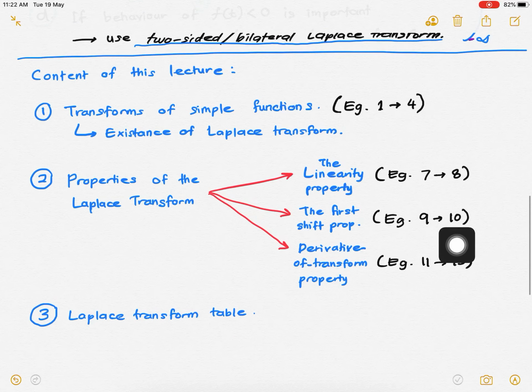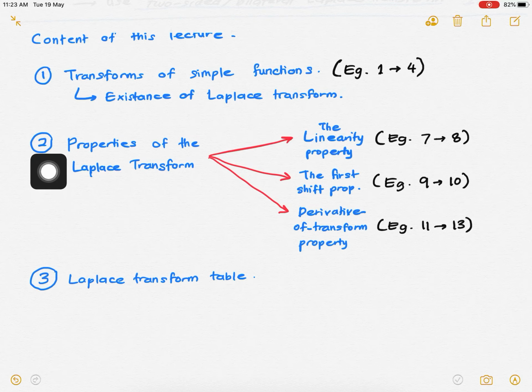So this is the content of the lecture. First, we will learn about how to transform simple functions in examples 1 to 4, and then we will learn about the existence of the Laplace transform. This is where we will learn about the condition for the Laplace transform to be applicable. Okay. And the second one is the properties of the Laplace transform. We will learn about the first one, the linearity property, the first shift property, and the last one, the derivative of transform property. Okay. So this is the example related to the properties.